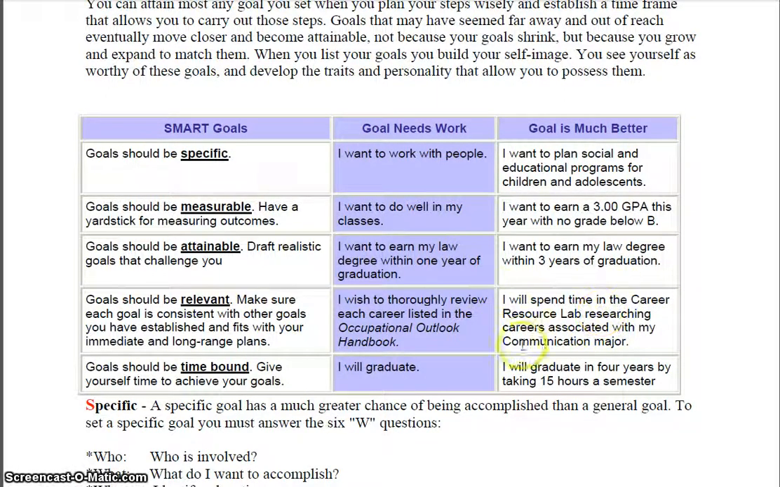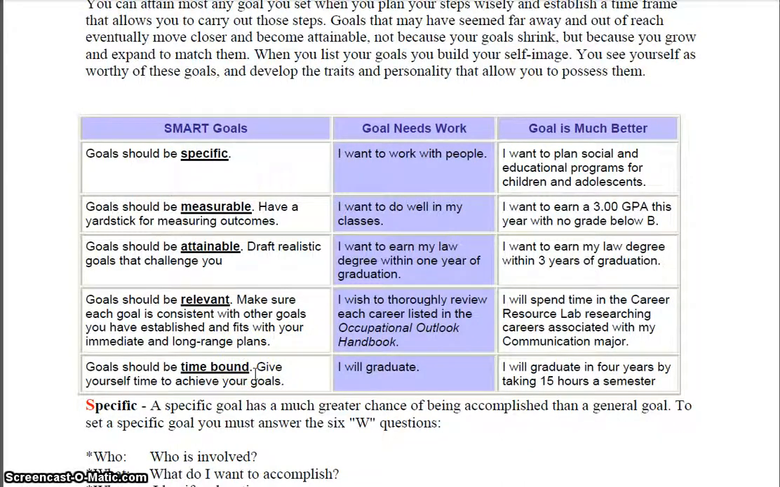So a better goal, more relevant to what you would want to do, would be to spend time in the Career Resource Lab researching careers associated with your communication major. So now you're looking at the careers that relate to what you want to do.